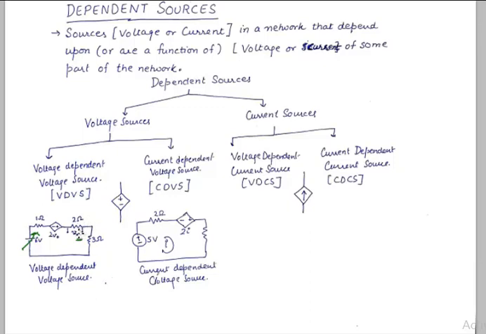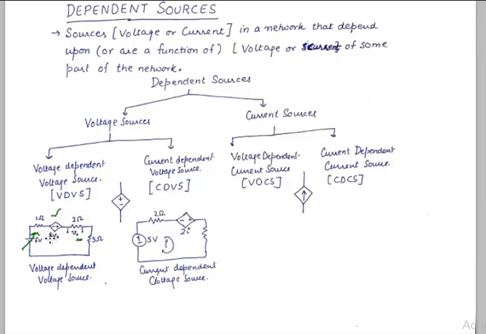And because of that voltage drop change, this voltage source will change its value, because its value is dependent upon the voltage of the 2 ohm resistor, and the voltage of the 2 ohm resistor depends upon the variable nature of this independent source. So that's how the dynamic nature of the networks is truly reflected by the dependent sources.